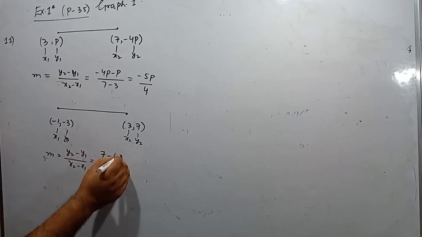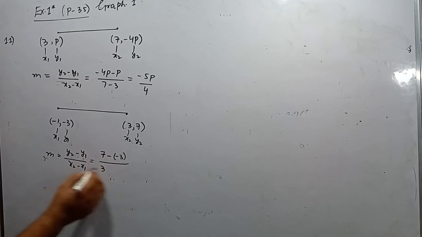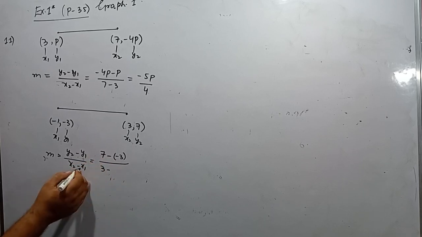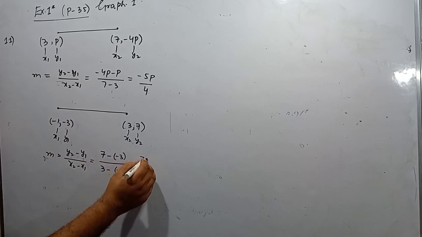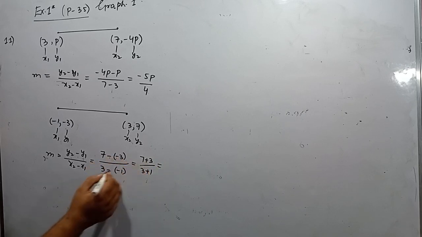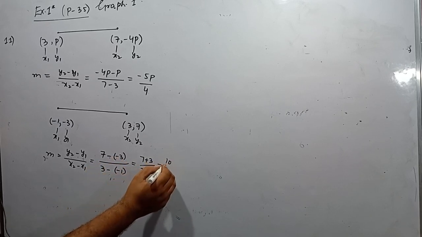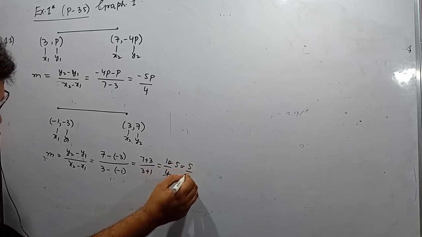That is minus 3. So I will write here the minus 3. What is x2? That is 3. Then this minus, which is in the formula. What is x1? That is minus 1. So it's minus 1 here. So 7 plus 3 by 3 plus 1. Minus into minus is plus, minus into minus is plus. It's 10 by 4. So 2 2s are, 2 5s are. So it is 5 by 2.